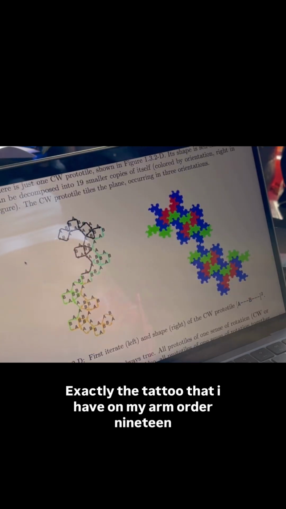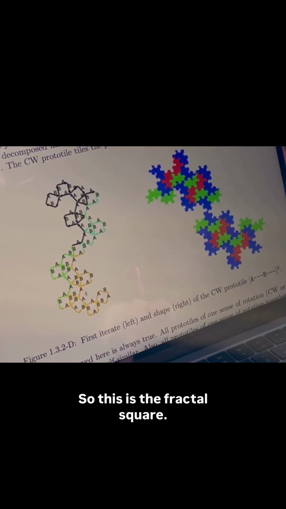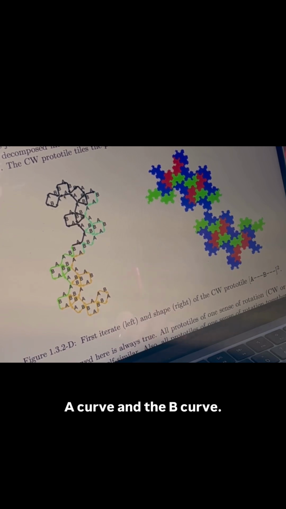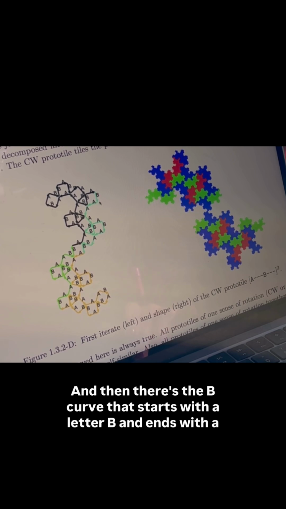Order 19, which can be tested by counting the squares in this formation. So this is the fractal square. We see that there's the A curve and the B curve. So the bigger one is called A. It starts with an A and ends with an A. And then there's the B curve that starts with the letter B and ends with the letter B.